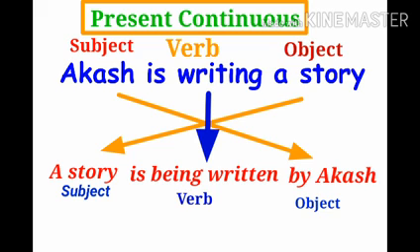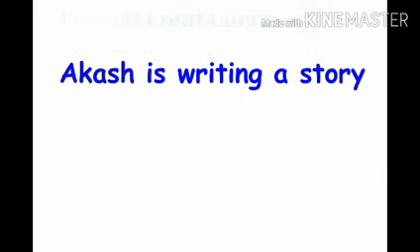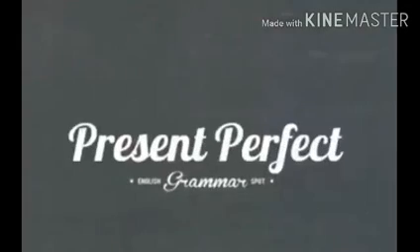Here you can see the story becomes more important in the second sentence, and Akash, who is the doer of the action, remains the same but becomes less important. So in the first sentence, Akash gets more prominence, as he is writing a story. But in the second sentence, what he is doing, that is getting more importance.